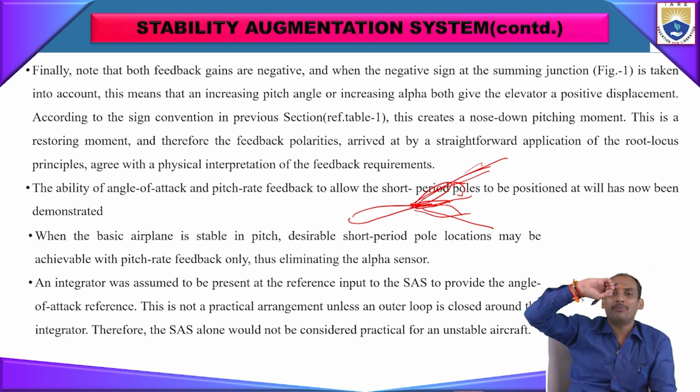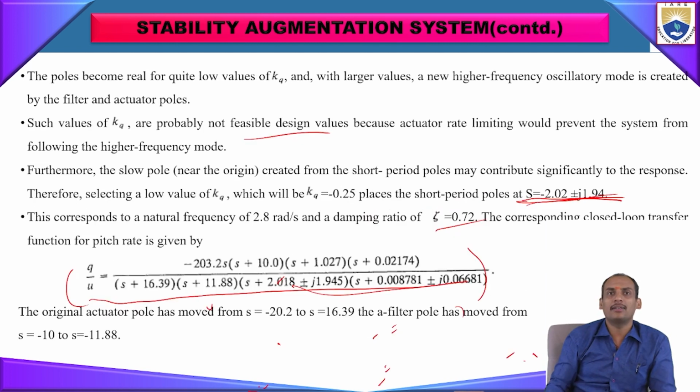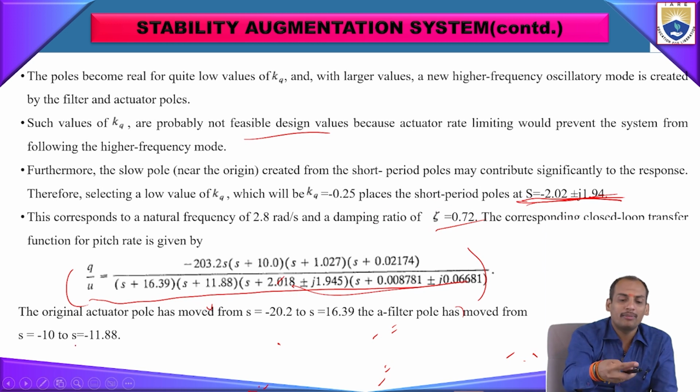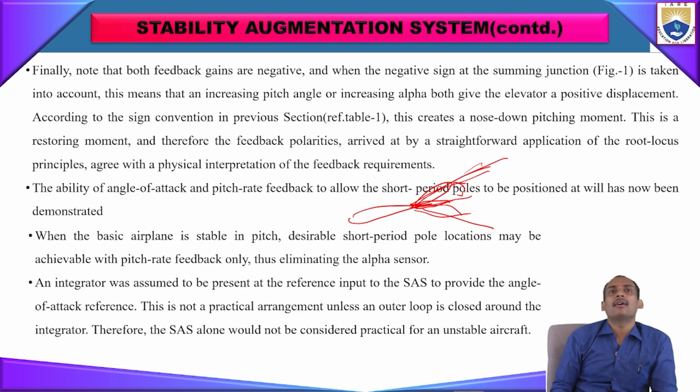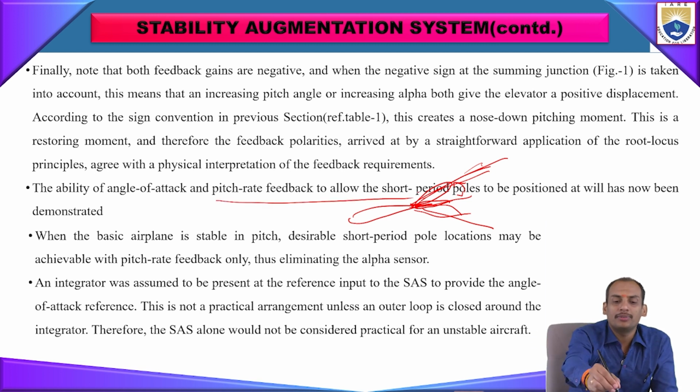So if it needs to be stable, then the values should go to the negative side only. That is why, if you see the previous values, it has been taken from minus 10 to minus 11.88, and when it is going from minus 20 to minus 22 plus 16.3, it automatically attains those values. That means the physical interpretation of that control surface is also given here.